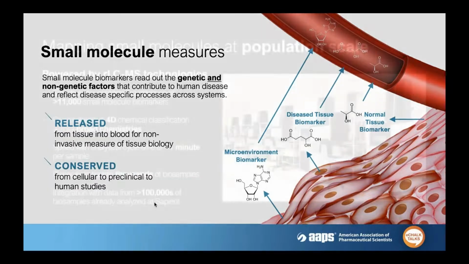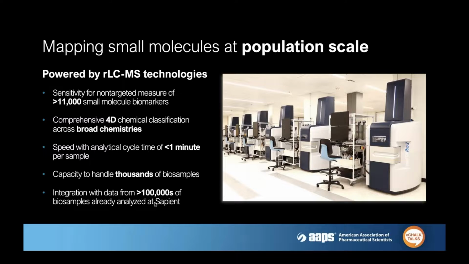Now, the challenge to date has really been around how do we actually go about measuring these small molecule biomarkers? And particularly, how do we do this at scale in large human populations? And this is fundamentally what's required in order to be able to use these types of information to bridge human genetics and disease biology for the purpose of drug development. And this is where Sapient comes in. Sapient has developed what we consider next generation ultra high throughput rapid liquid chromatography mass spectrometry, or RLCMS technologies.